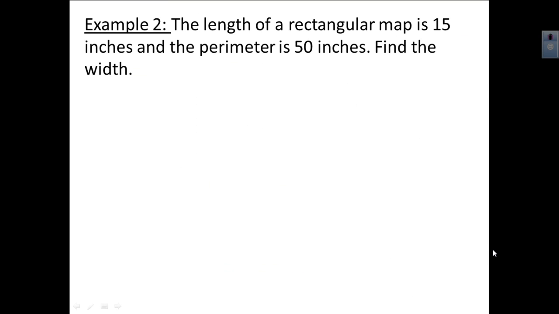Go ahead and pause the screen here and see if you can answer this question on your own. When you're ready, you can continue the video and see how I solve the problem.